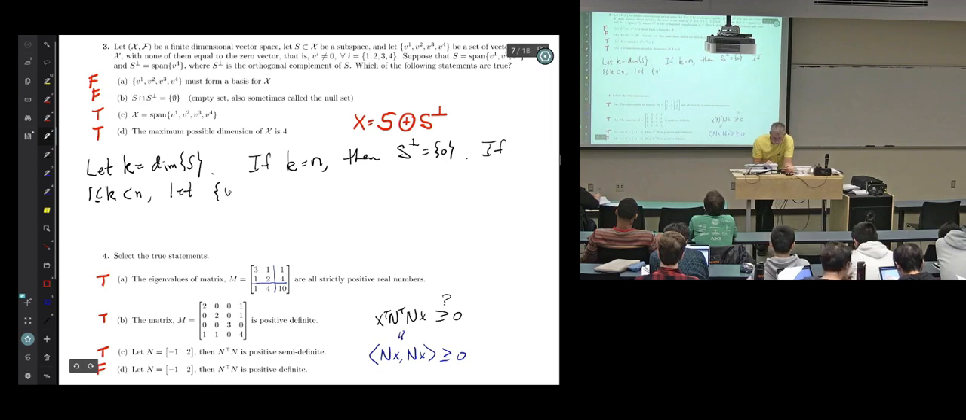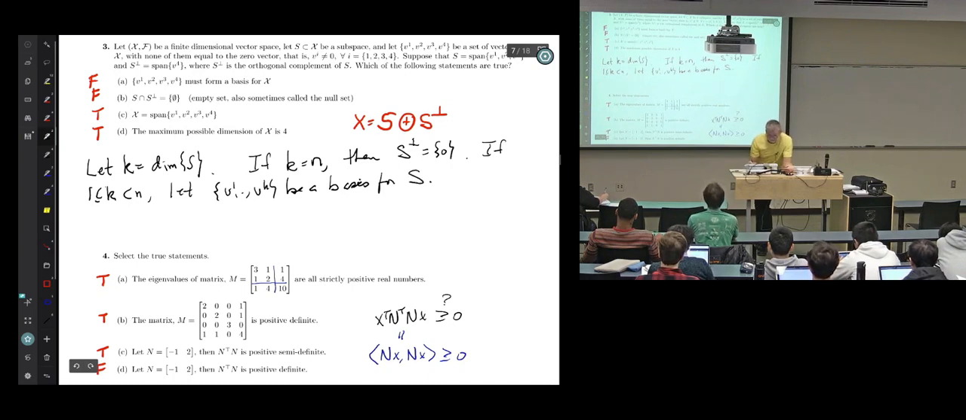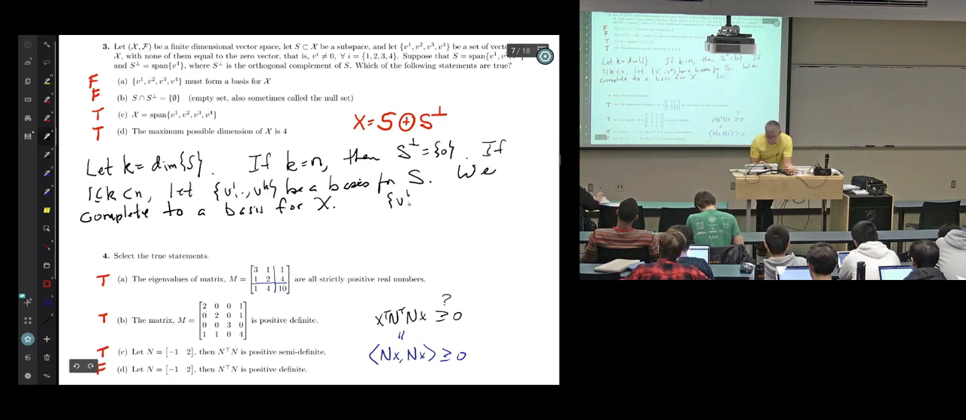Let V1 to Vk be a basis for S. We can complete that to a basis for X because X is finite dimensional. We complete to a basis for X. So now we have V1 through Vk, Vk plus 1 to Vn. Now we apply Gram-Schmidt.